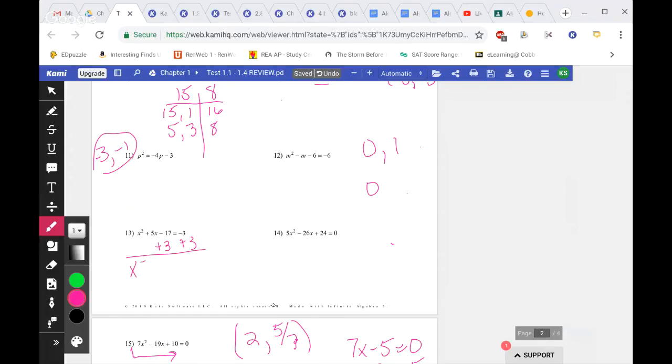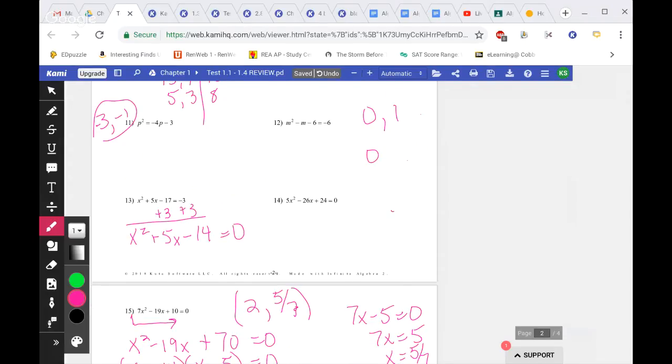So you've got x squared plus 5x minus 14 equals 0. So what we're looking for is 2 factors of 14 that would make a -14, but at the same time would give us a sum of 5. Okay. So 2 and 7. Yes, ma'am. Good job.